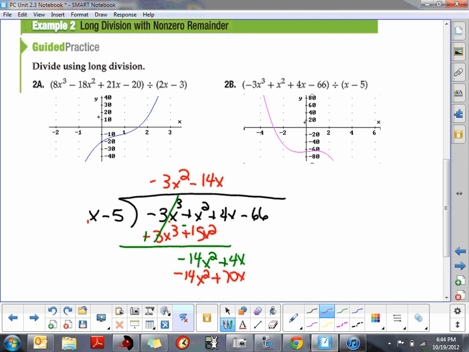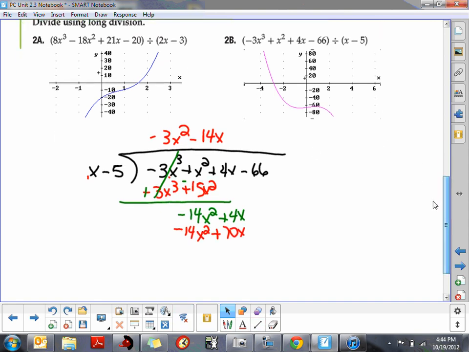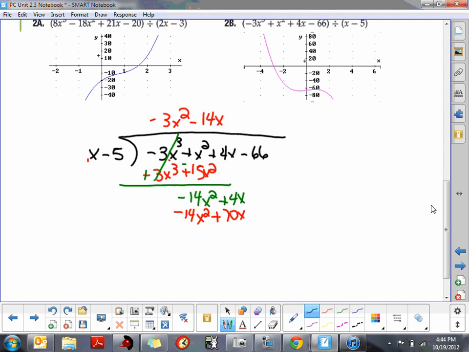Okay, so then the next thing that we do is we draw the line, change the signs. Draw the line, change the signs. These are going to reduce. What we end up with here is a negative 66x. Bring down your next term, negative 66.